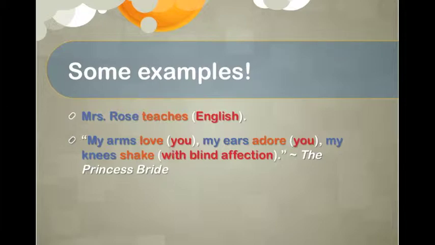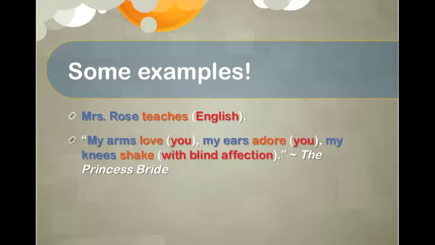But again, we're looking at your subjects, which were my arms, ears, and knees, and your verbs were love, adore, and shake. Each of those matched up with the subject. Now you can also notice, do any of your verbs end with S? No, they don't. And why is that? Your subjects end with S. Therefore, those are plural. And if you remember, only when it is singular and in the third person would it have an S for the verb.